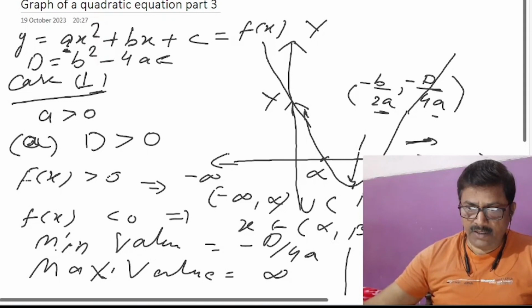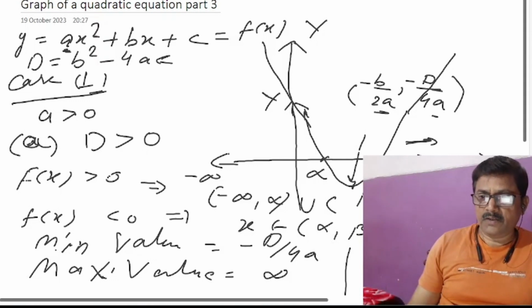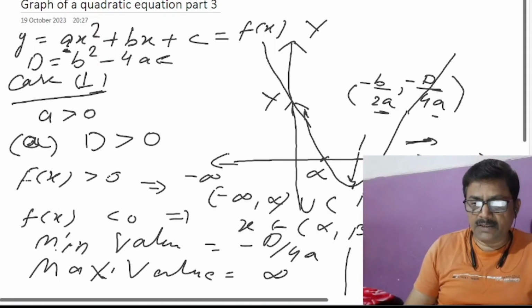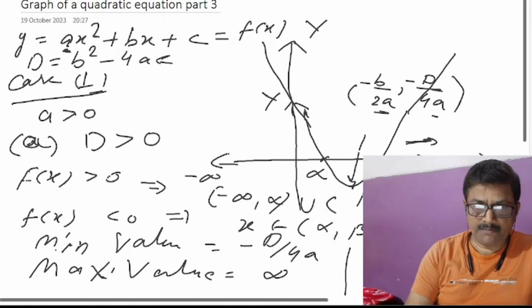So the range of the quadratic will be minus d upon 4a to infinity. Correct? So the minimum value will be minus d upon 4a. I hope you will be clear up to this point. Now I am taking a new page.